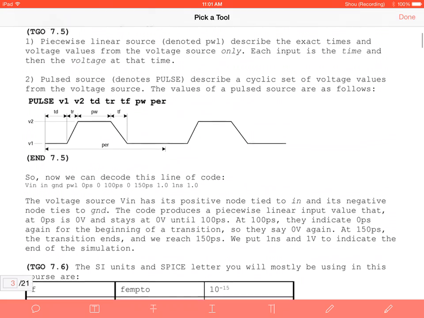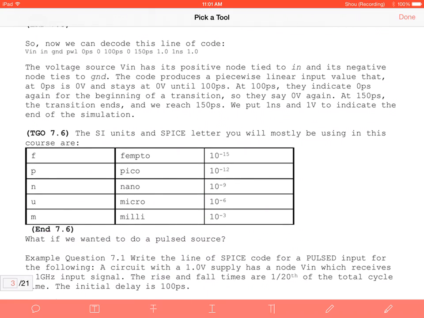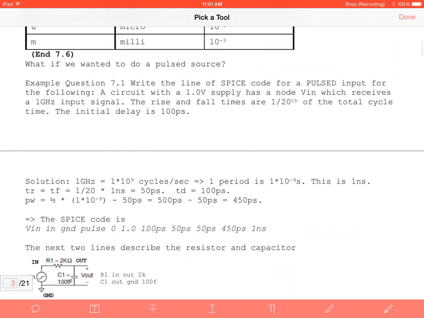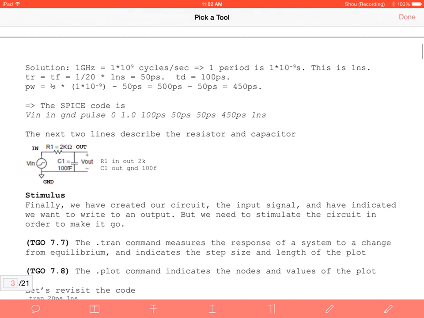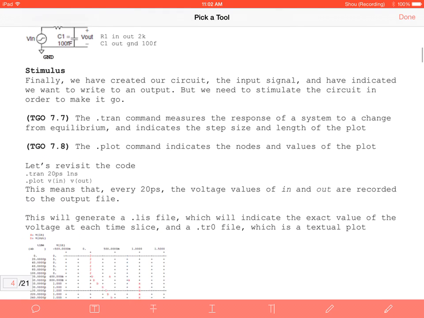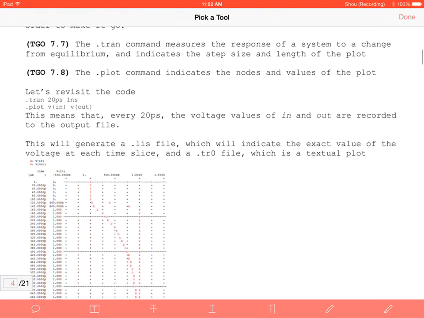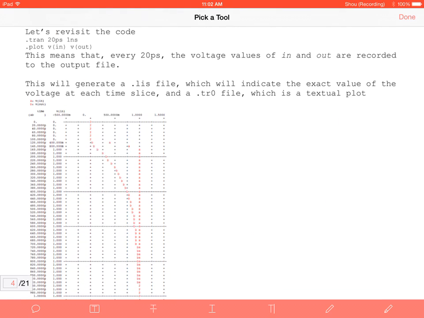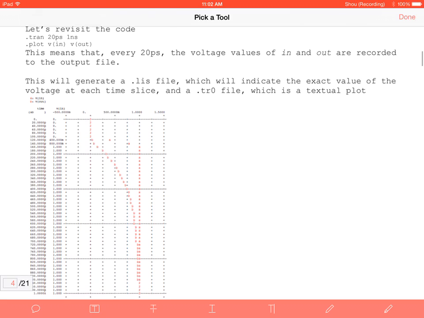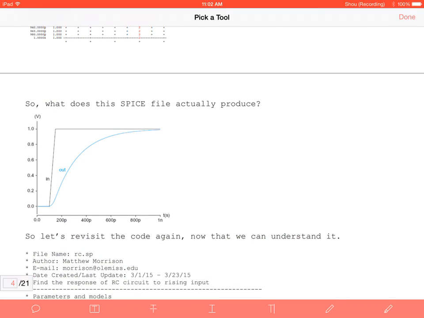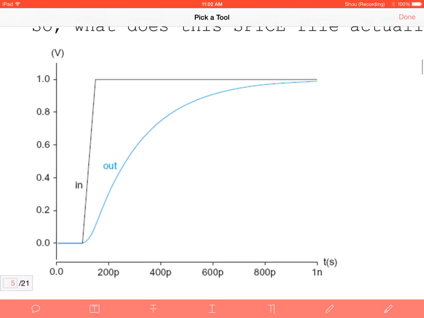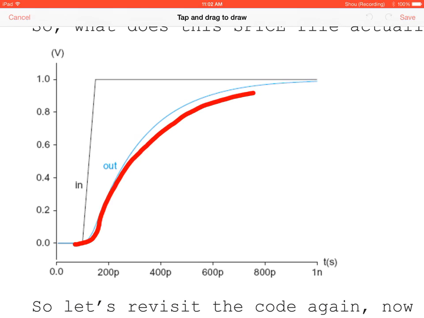We actually did an example. We figured out how to do a pulse, and gave an example where you take some sort of input and convert it to SPICE code. Then we learned transient analysis, and plot, and how you use those to generate an output waveform. Since this is an RC circuit with an expected RC transient response, this is what our circuit shows: we have a step input, and then we have a response on the output.